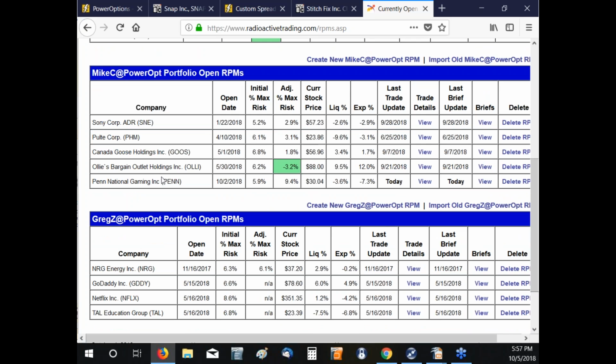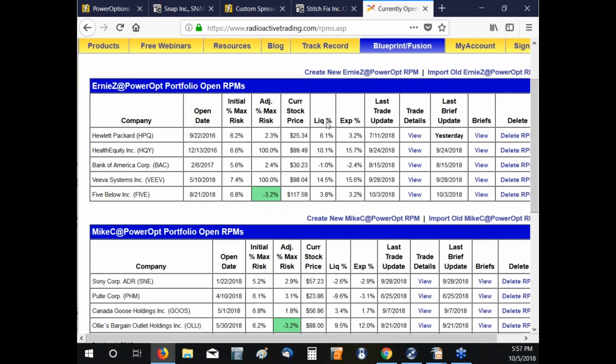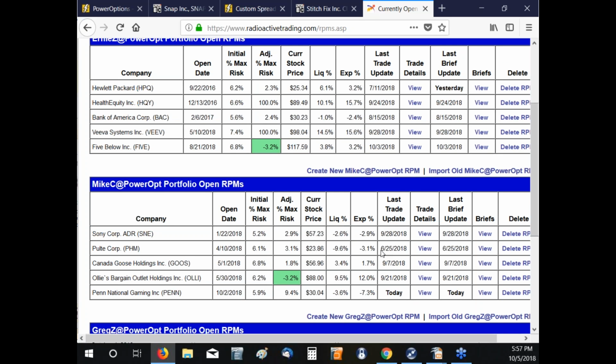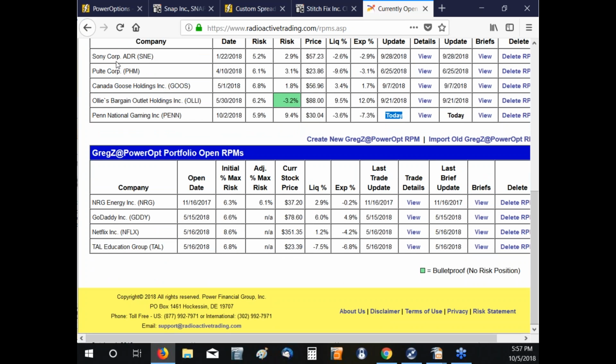This is where you can see our positions. So you've got Ernie's positions that he enters for Fusion subscribers, all based on the radioactive trading techniques, all stock plus put combinations, and our application of the 12 different income methods in that Married Put structure. And then there's mine, of course, as well. And you see the Penn Gaming one, the adjustment made today, that extra put that was purchased as well. And then, of course, Greg's ones are down here, too.